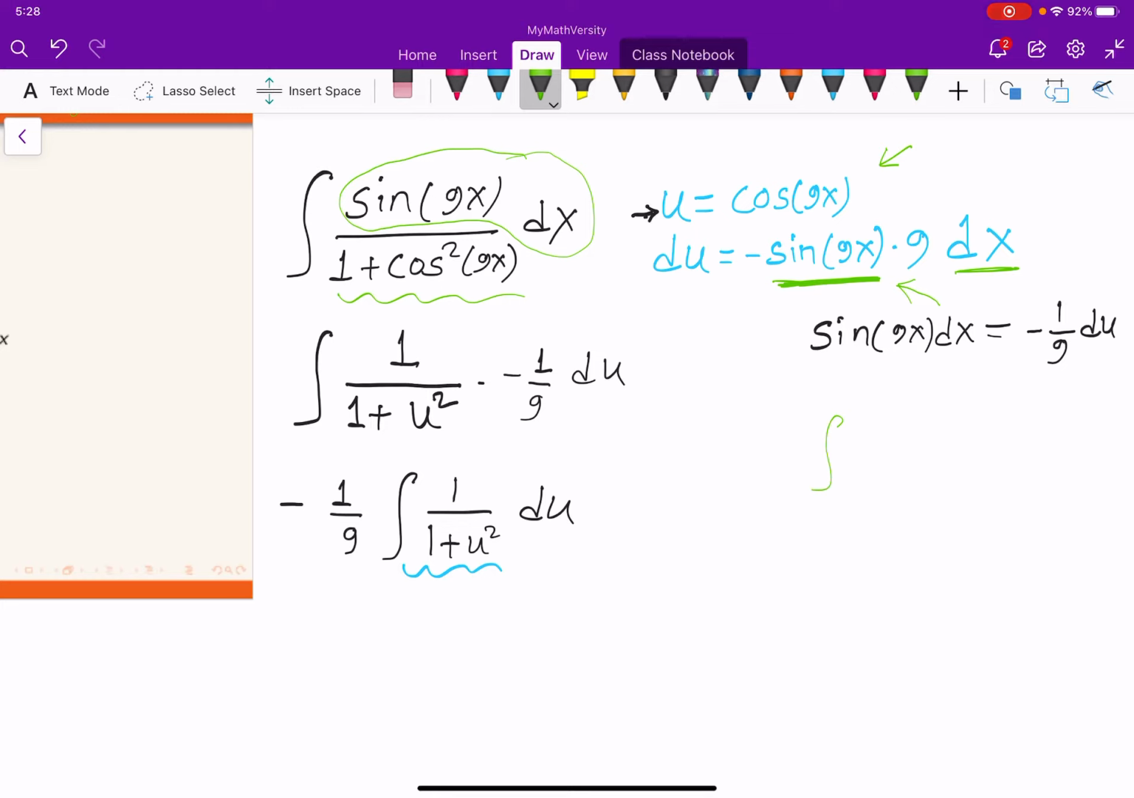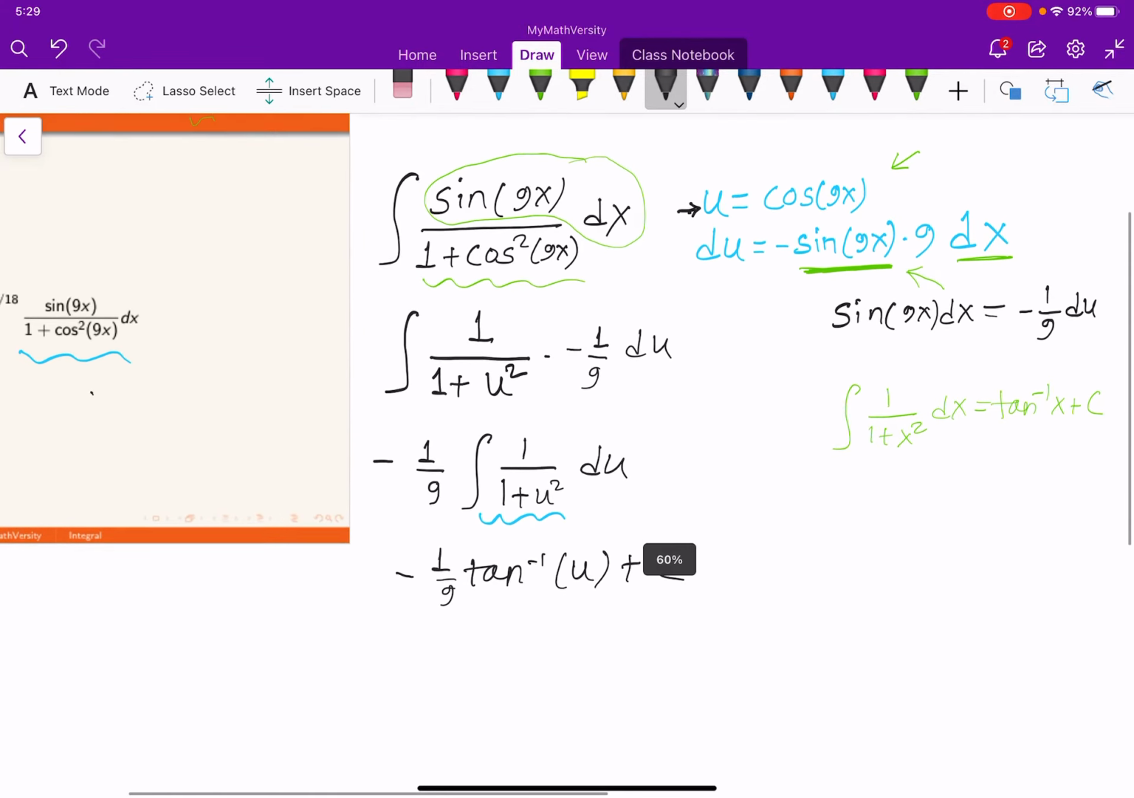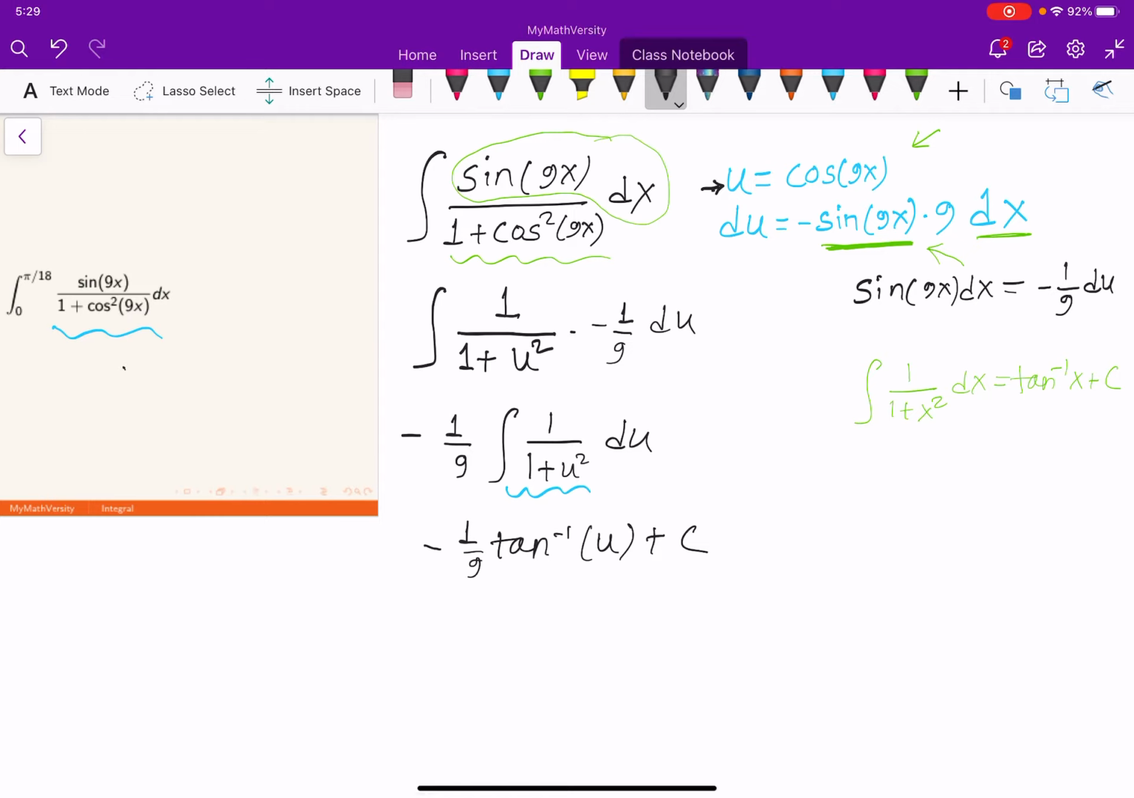1 over 1 plus x squared. So doing the reverse process of the differentiation, we can say that if you have 1 over 1 plus x squared, then its antiderivative is inverse tangent of x plus the arbitrary constant, the integration constant. So in that case, we have here negative 1 over 9 times inverse tangent of u plus c. So we were able to integrate, but don't forget to replace back the variable u, right?